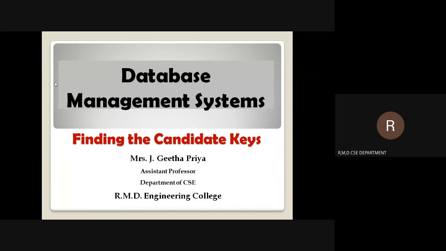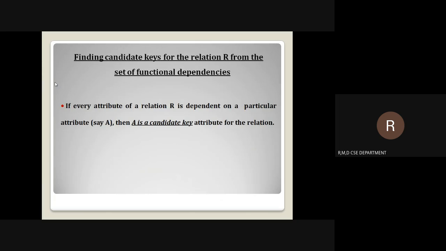Hello everybody. In this video, I will explain the concept of finding the candidate keys for a relation with the given set of functional dependencies. If every attribute of the relation is determined by a particular attribute, say A, then A is said to be the candidate key of that relation. The key attribute is determined by finding the closure of the attribute set.